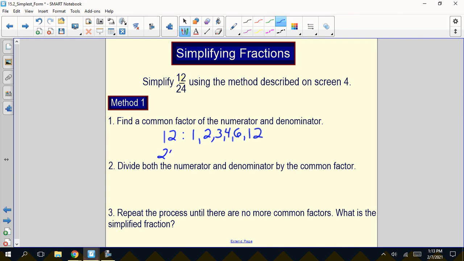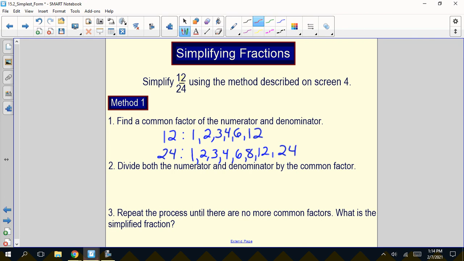For 24, it's 1 times 24, 2 times 12, 3 times 8, 4 times 6, and 5 does not work. So 6 is already in our list. That's it. We're done. Those are the factors of 24.